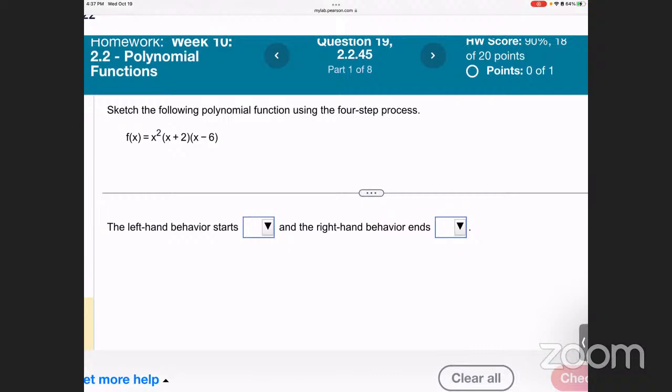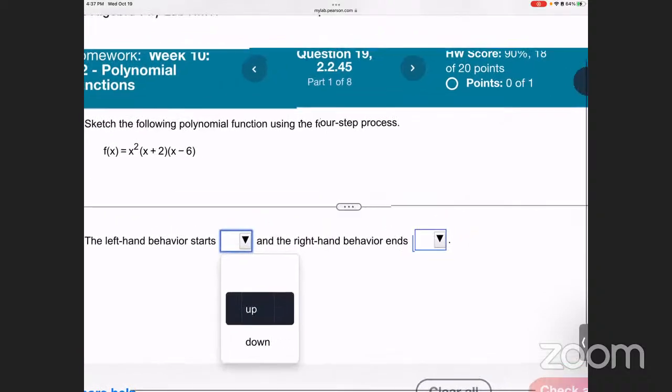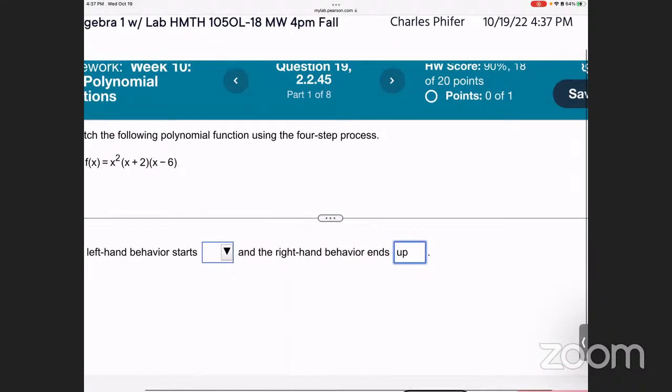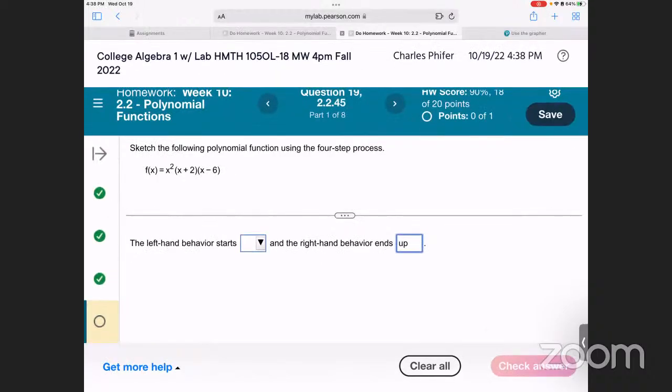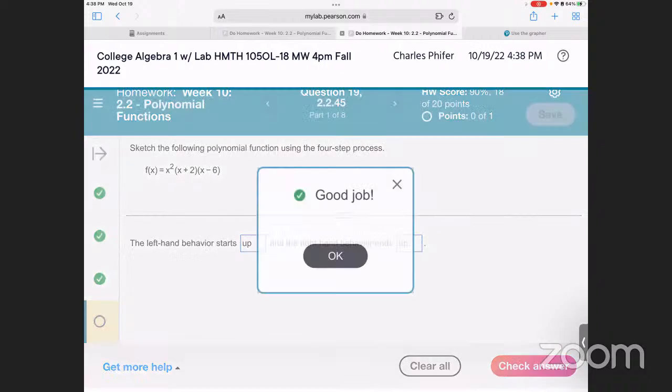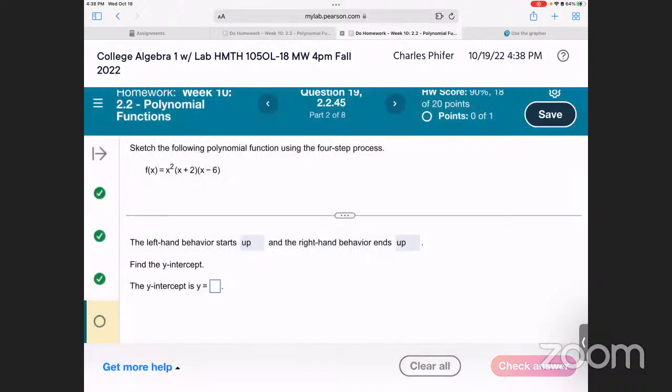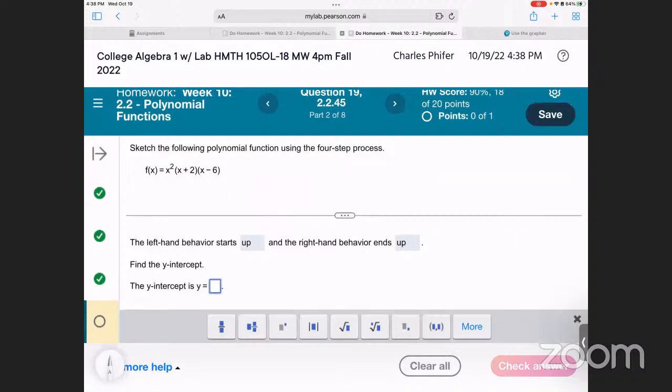Left-hand behavior. So if we expand this guy out, the leading term is going to be x to the power of 4. So it should go up to the left and up to the right. Okay. The y-intercept: if you set x to 0, everything collapses to 0. So we're going to say the origin here.